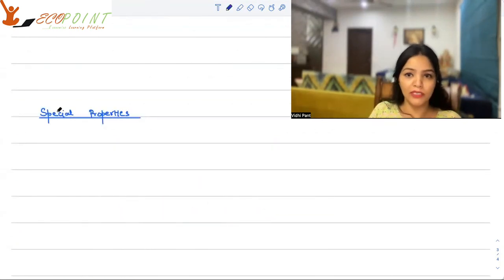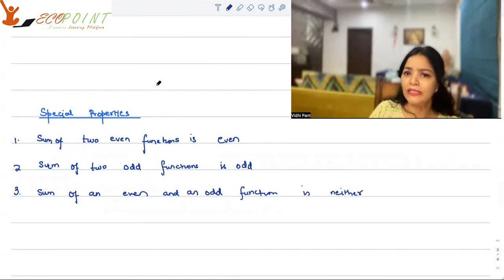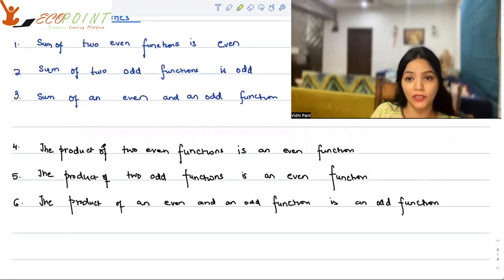Kindly note down some special properties regarding odd and even functions. Number one, the sum of two even functions will always be an even function. The sum of two odd functions is always an odd function. The sum of an even function and an odd function is neither even nor odd. Now, talking about products, the product of two even functions is always an even function. Suppose you take x squared multiplied by x squared itself, you will get x to the power 4, again an even function.